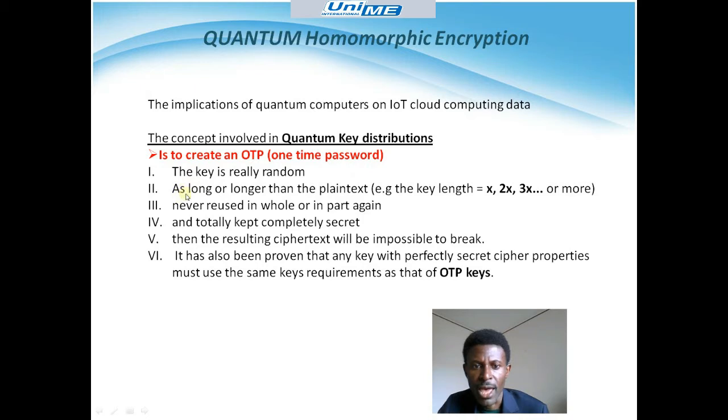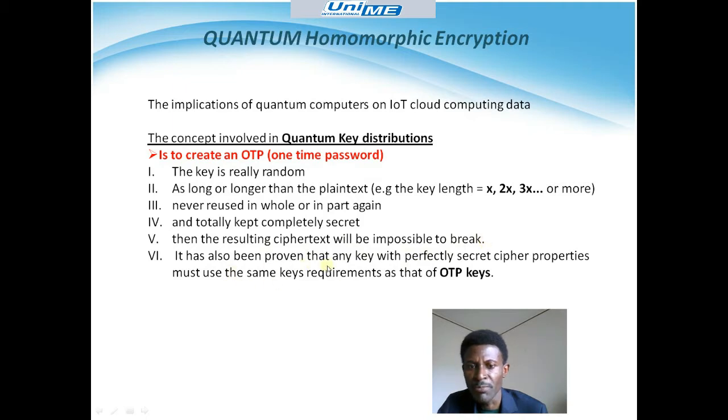Second principle, the key must be as long or longer than the plain text. That is, the key length must be 1 time or 2 times or 3 times longer than the plain text it is encrypting, or more. Third, the key must never be reused again in whole or in part and must be kept completely secret. Then the resulting cipher will be impossible to break.